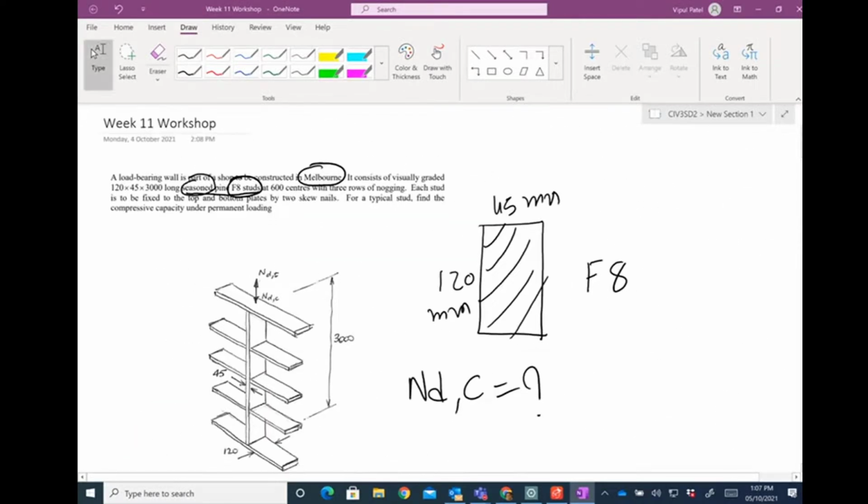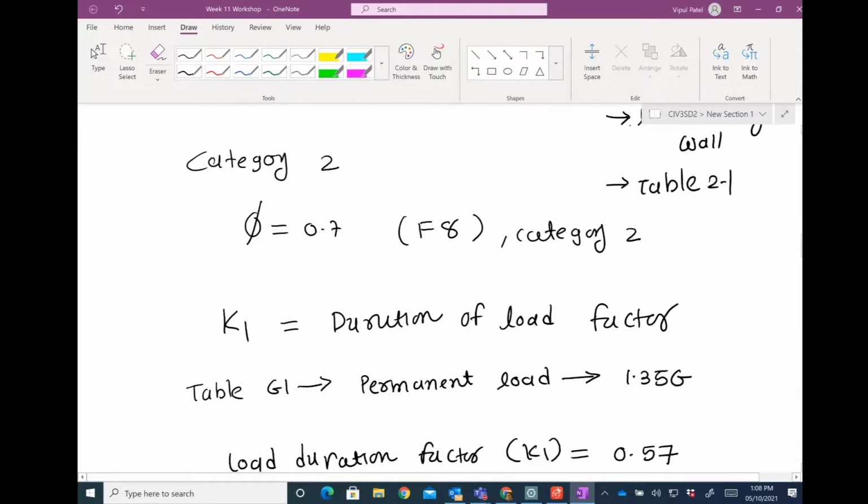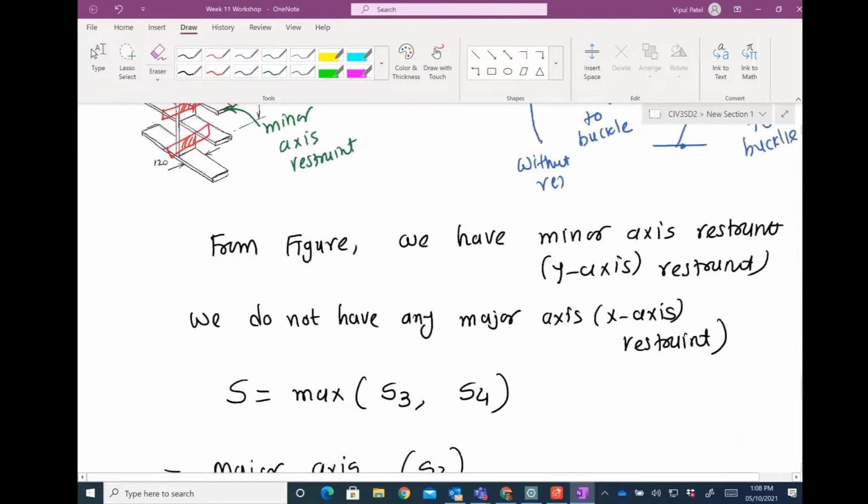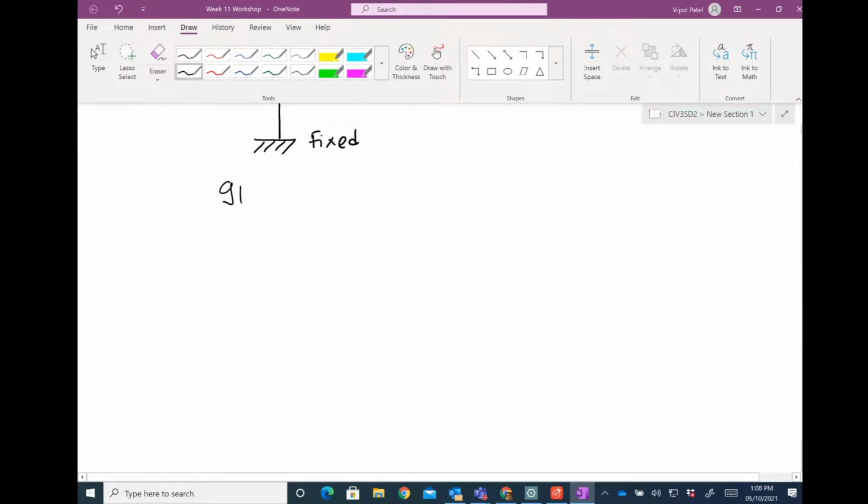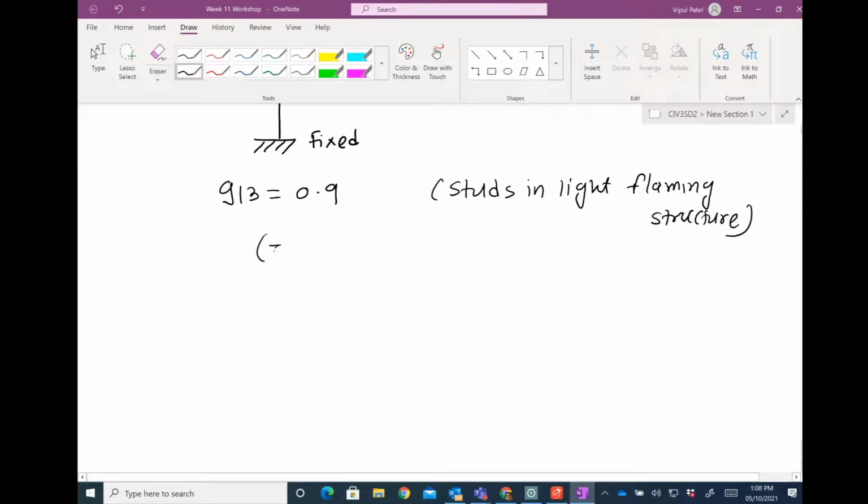So we're going to take the light framing structures, the dimensions, any load-bearing walls. I think it's part of light bearing structures, and they are fixed at top and bottom by two screws only, two screw nails. And for the typical stud, find the compression capacity under the permanent load. So let's say we have this G13 equal to 0.9, because we have studs in a light framing structure. That is from table number 3.2.